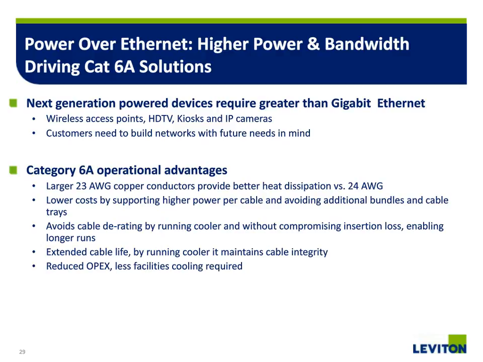So again, these are some of the reasons why 6A offers some advantages: the 23 conductor cable over the 24, lower cost supported by the higher power per cable. One of the challenges that you're going to run into, of course, with the smaller conductor size, a 24 gauge cable, is that you're going to lose a good chunk of your power in thermal dissipation, so it's not very efficient.